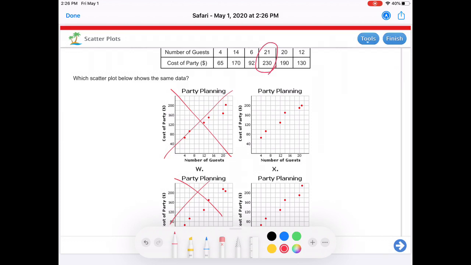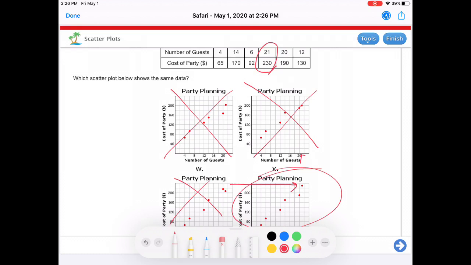So 21 is going to be halfway here, and that's definitely not at 230. That's right at 200. So it looks like it's going to be Z, and if we look at this point here, that is definitely going to be at 230 because we're going by 20s, remember. So the one that matches up with the table is Z. 4, 65 is on there, 14, 170, 6, 92, all of those points match up.